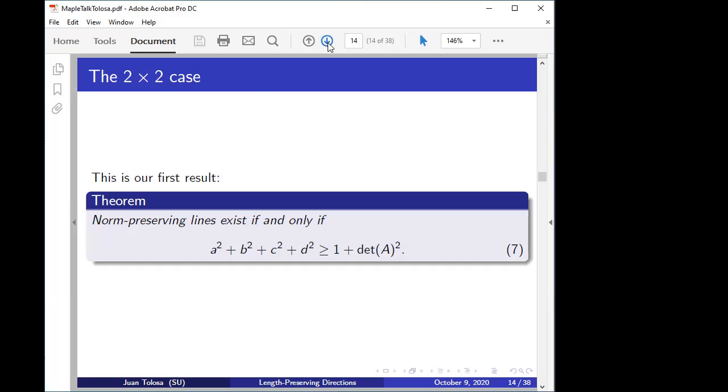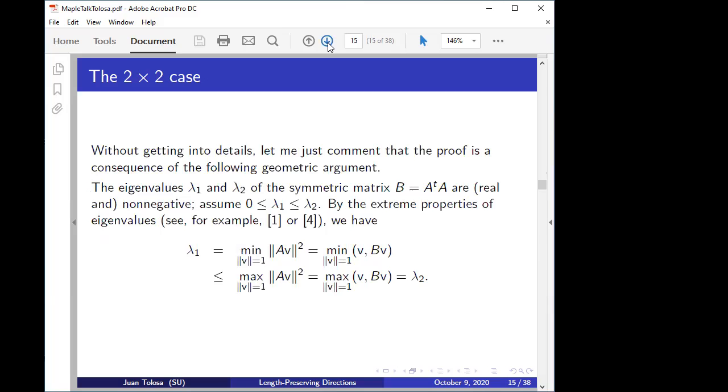Now, when do we have solutions in general? Not necessarily for integer matrices. We get this condition: the sum of the squares of the entries of A cannot be smaller than 1 plus the square of the determinant of A. I wouldn't want to get into the details of the proof, which is not hard to do, but I want to just point out that geometrically, this result comes from the following fact.